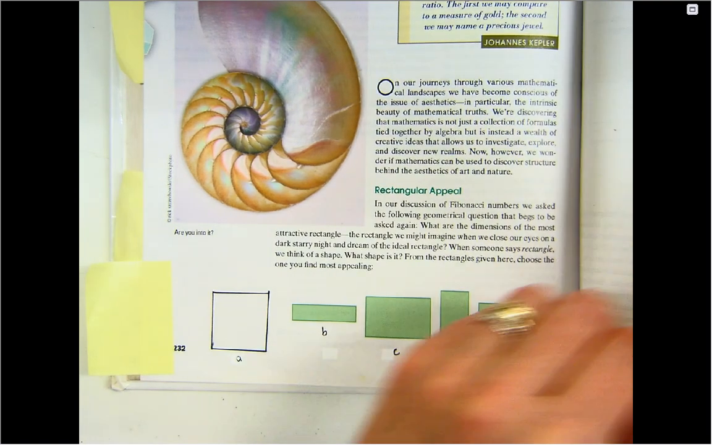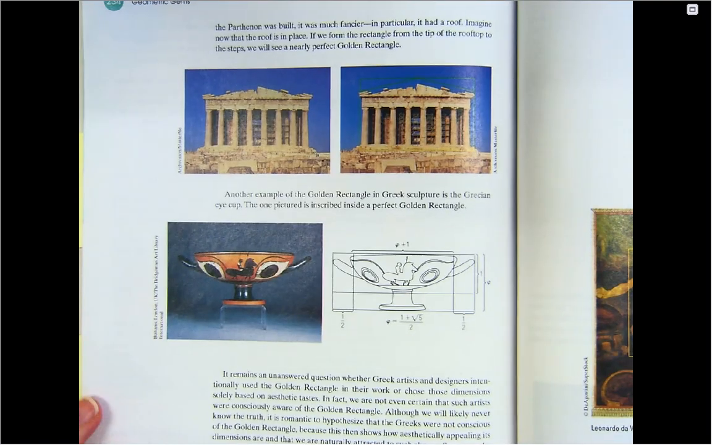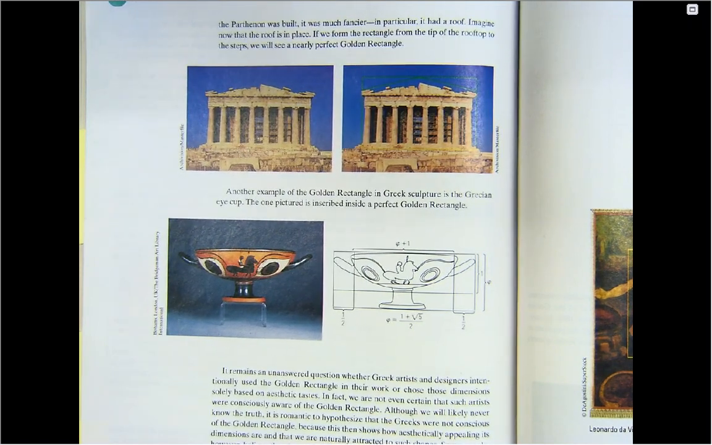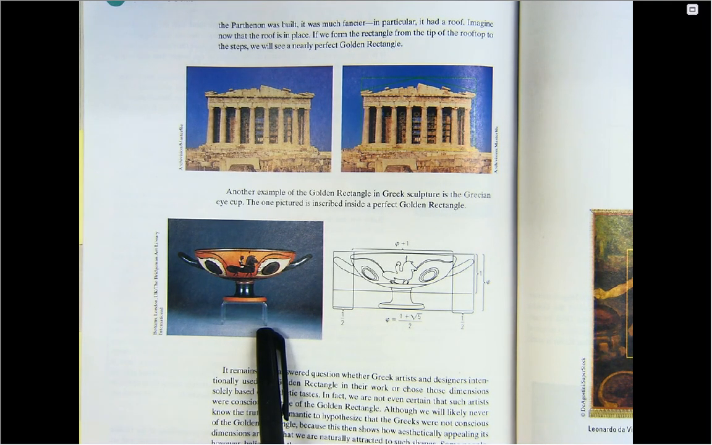So let's watch for those in these artworks that we see. We'll look at the Parthenon a little more in some handouts, and you'll see some golden rectangles there. Here's some ancient art, what do we call this, a chalice?